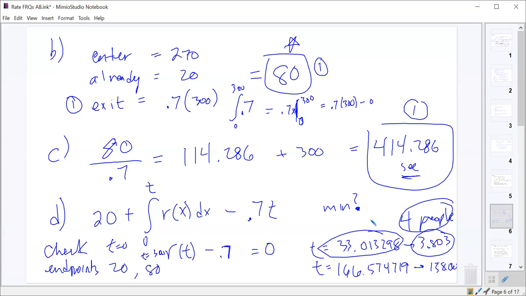And that was worth 4.1 for getting this. R of t minus 0.7 is 0. 1 point for getting this value of 33 as a possibility. 1 for the answers of 33 and 4 people. And then 1 point for your justification, which is you needed to show that you checked the endpoints. 0 had 20 people, 300 had 80 people, and that you checked at 166 and it was more than the value at 33. So that's your justification, that all the other critical values and endpoints are more than this other one.